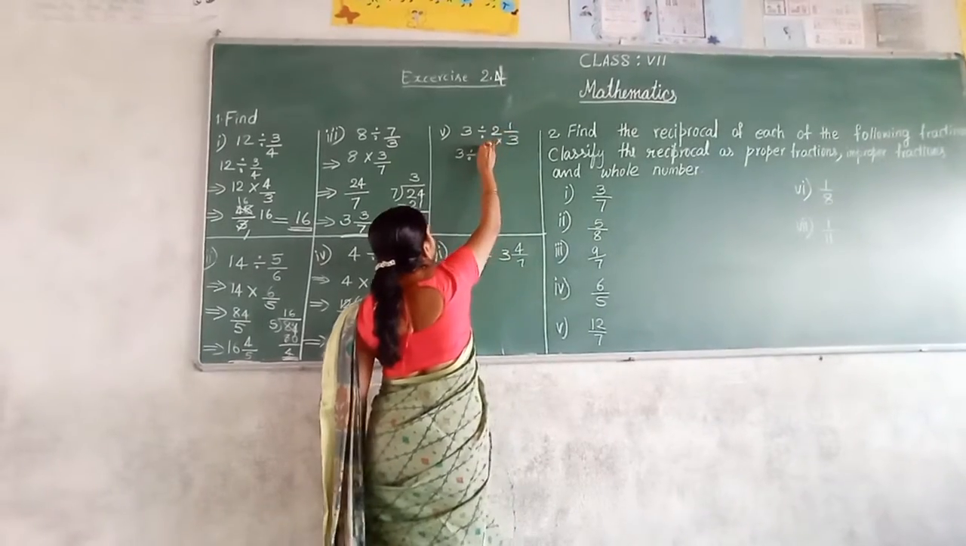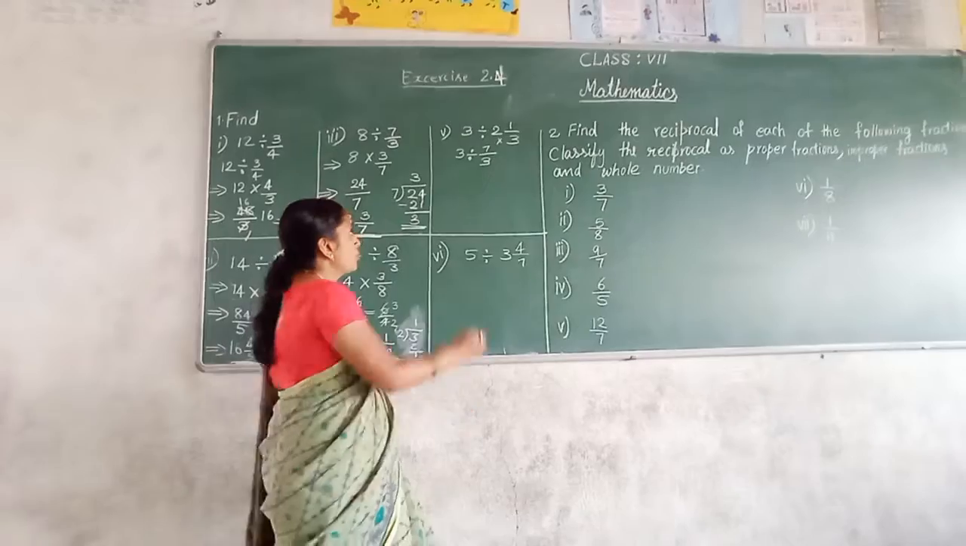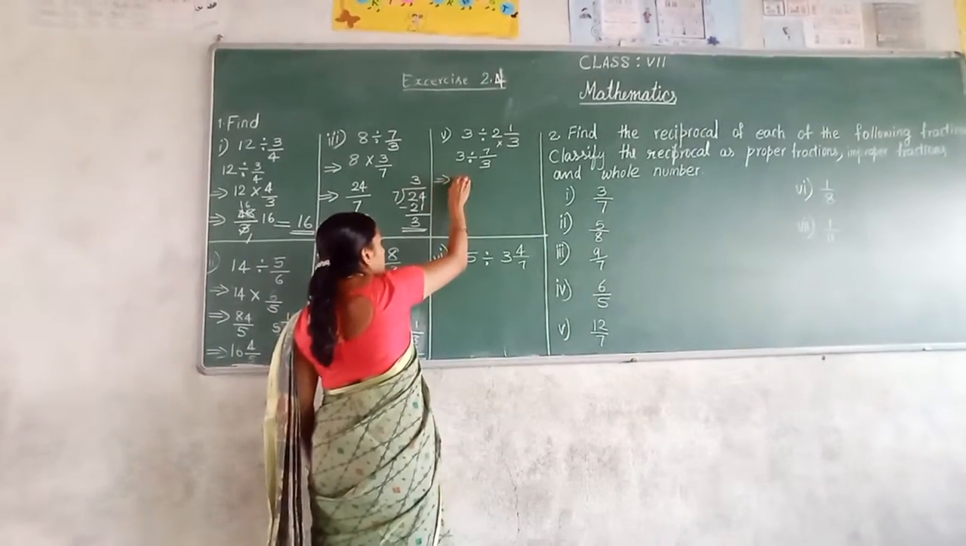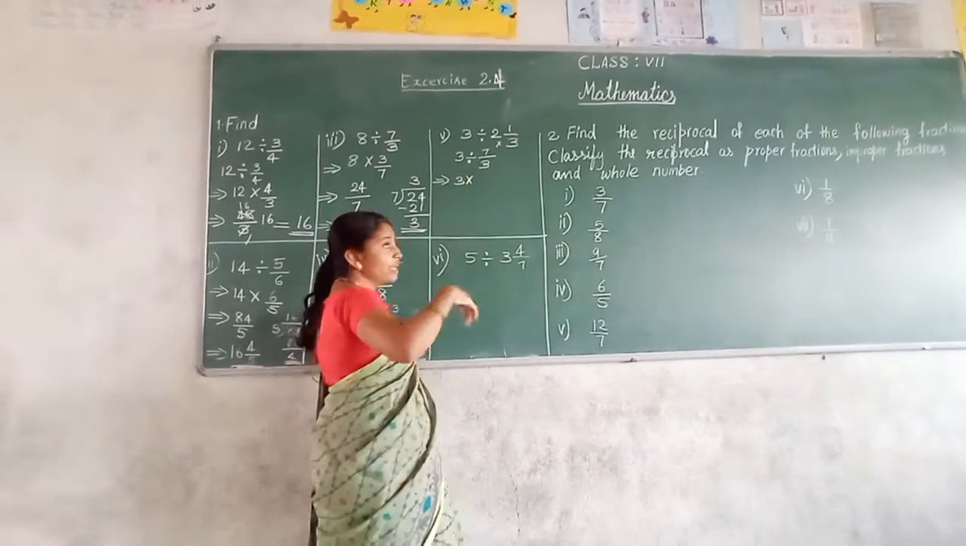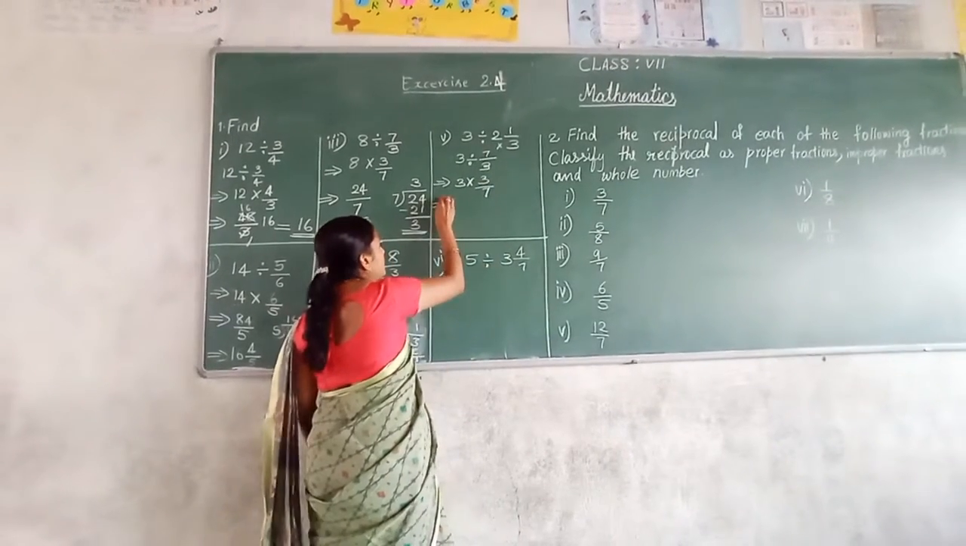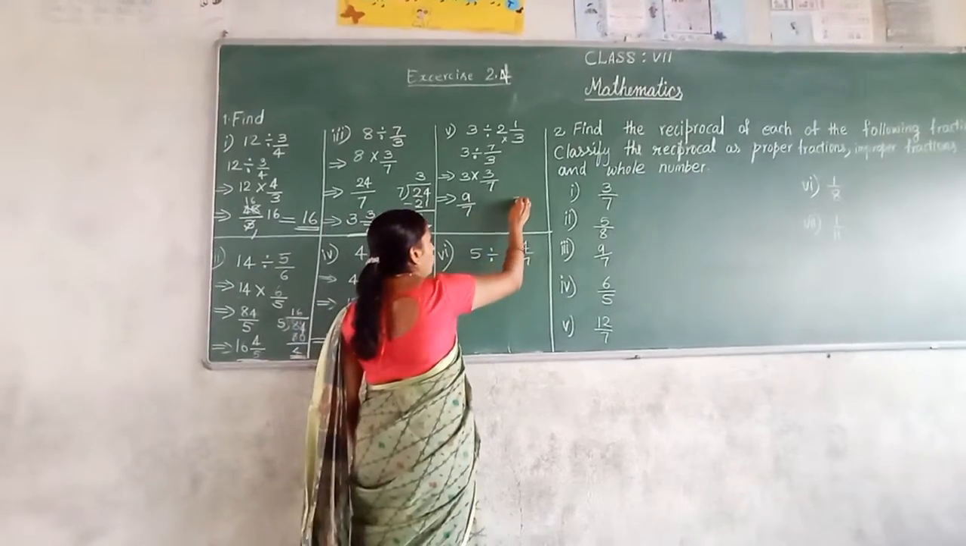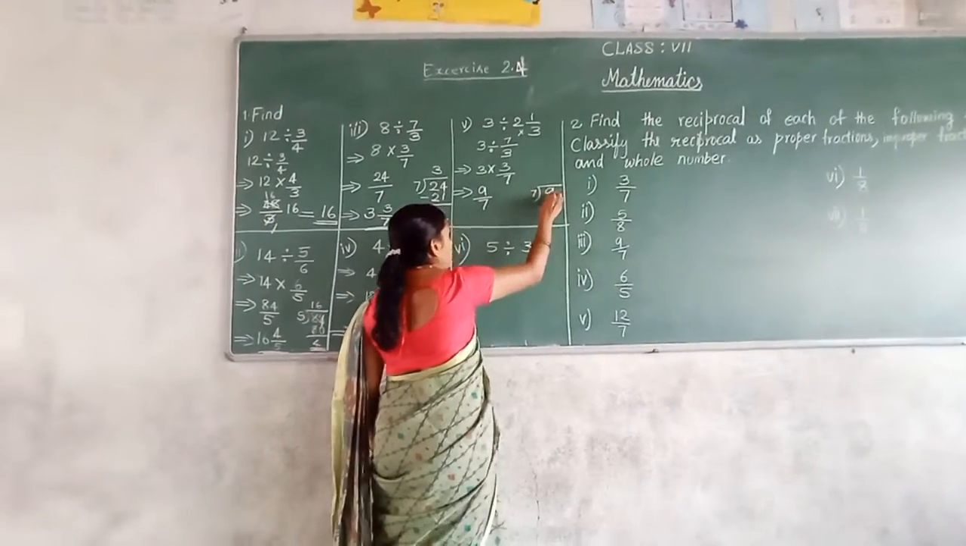3 2s are 6 plus 1, 7. Now we have written it as an improper fraction. Let us replace the symbol by writing the reciprocal of that. You will get 3 3s are 9 upon 7. Can you bring it to the simplest form? No, you cannot.